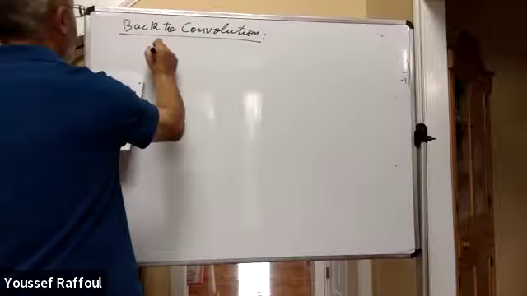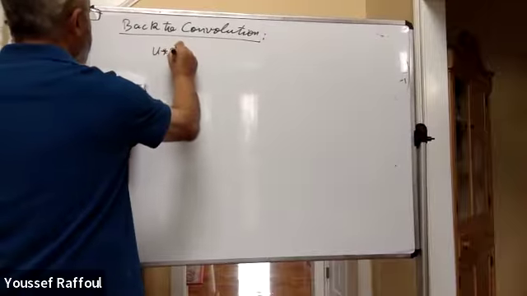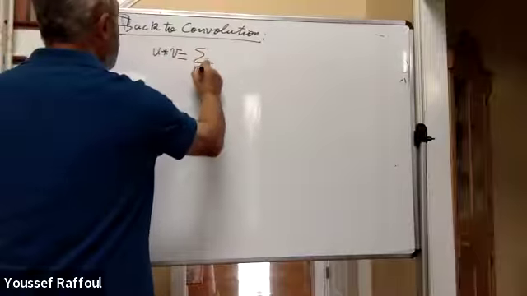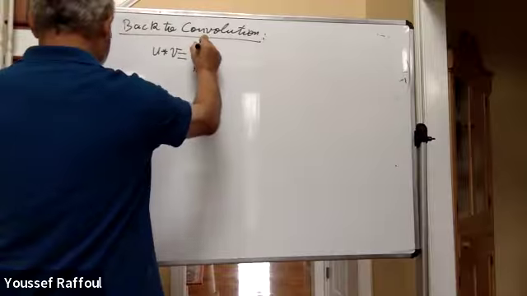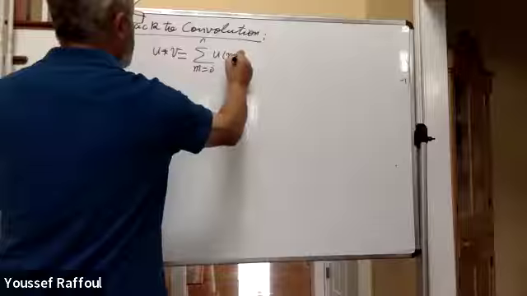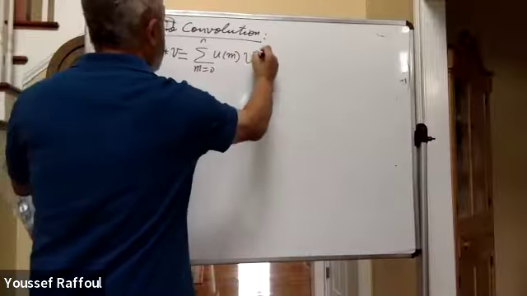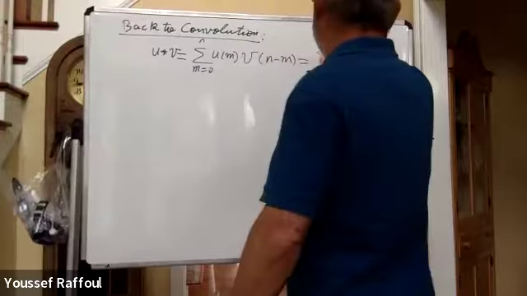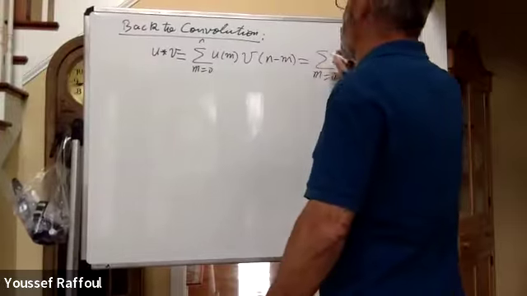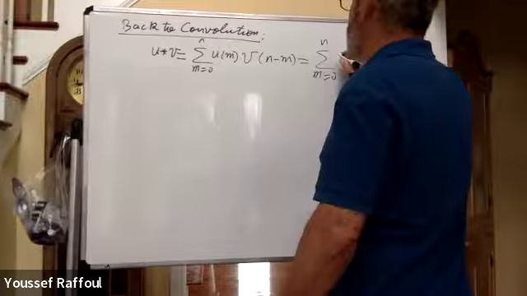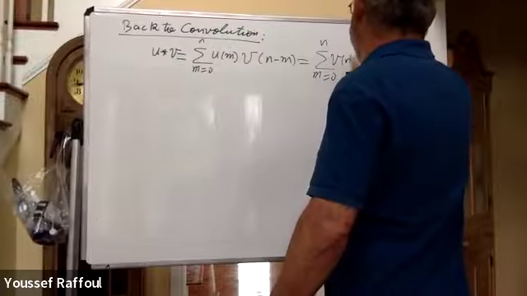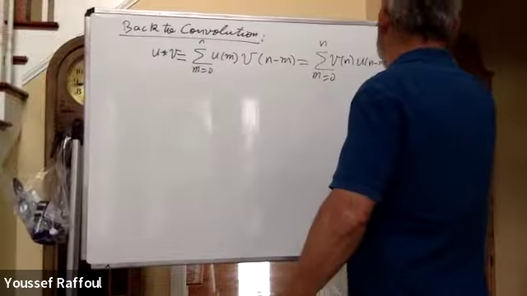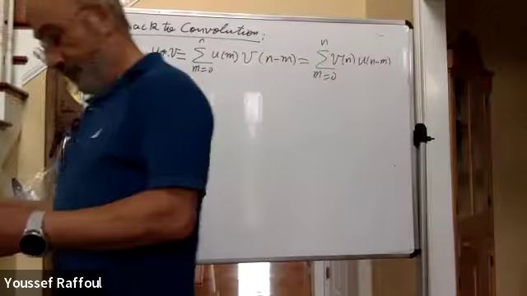Okay. Recall u star v, this is the convolution of u with v, is the sum from m equals 0 to n of u_m v_(n-m), and that is the sum from m equals 0 to n of v_m u_(n-m). They are the same. Okay.